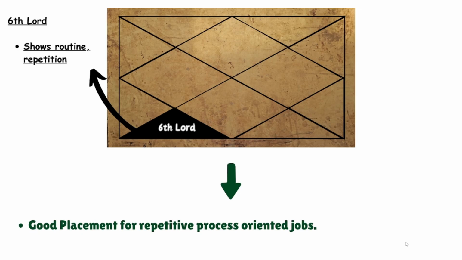Now, the sixth lord represents routine and repetition. Usually the chores and repetitive activities are seemingly boring to a mass audience because there is no thrill in them, but when you put that consistency into those repetitive actions, that is when you become perfect in your craft, in your work, in whatever things you are aspiring for. So this is a good placement for repetitive, process oriented jobs, anything which requires consistent daily hard work to excel in that kind of work or craft.